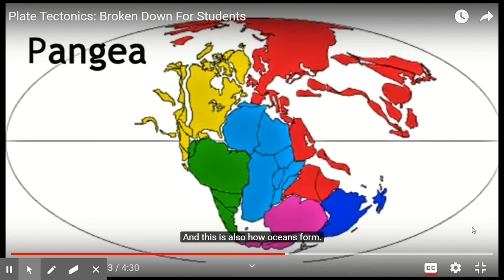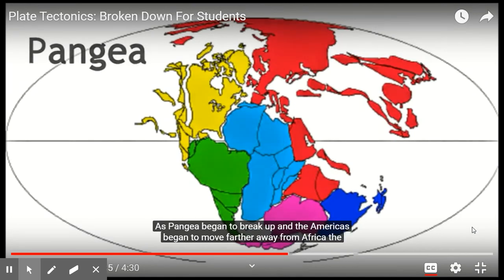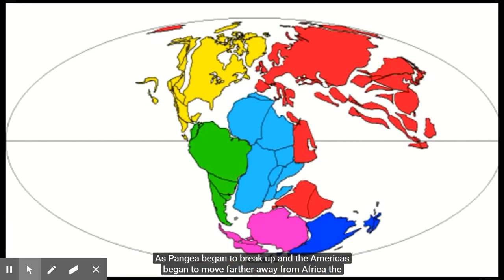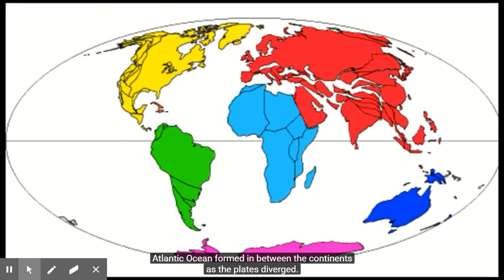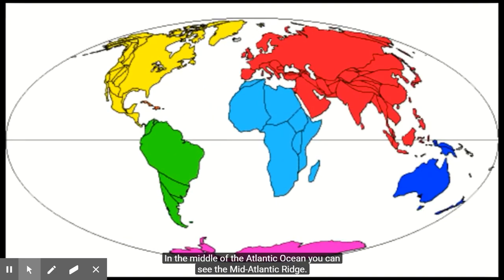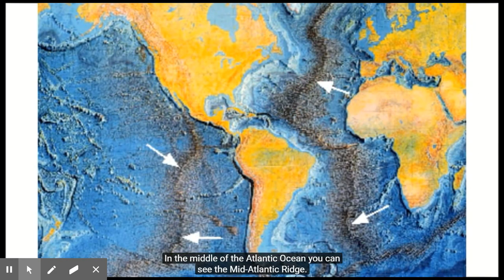Please pay attention to this. As Pangaea began to break up and the Americas began to move farther away from Africa, the Atlantic Ocean formed in between the continents as the plates diverged. In the middle of the Atlantic Ocean, you can see the Mid-Atlantic Ridge.